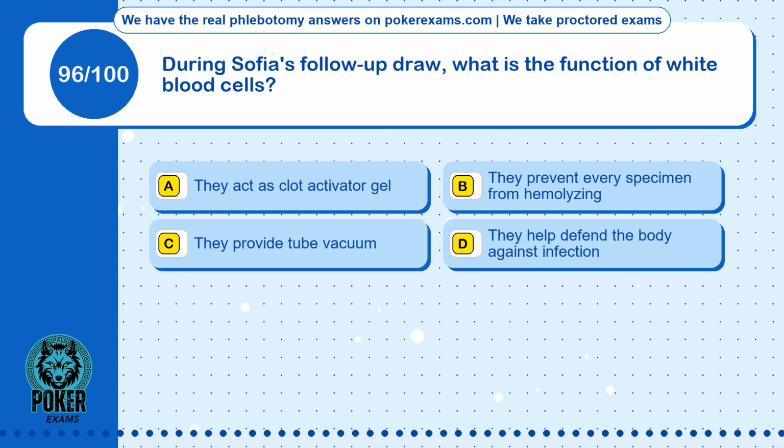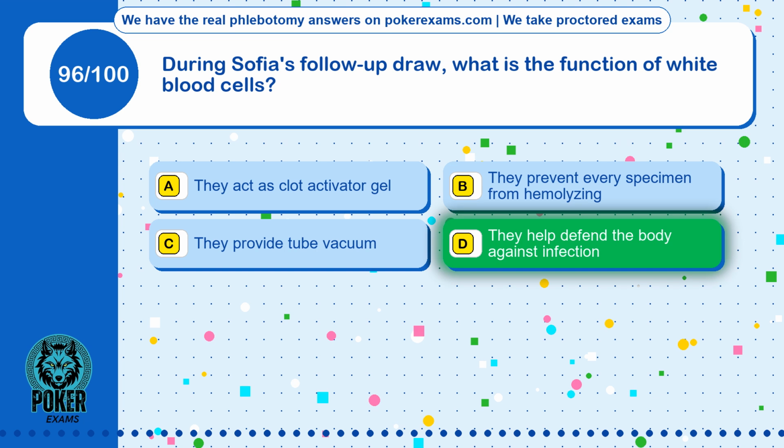Question 96. During Sophia's follow-up draw, what is the function of white blood cells? Option A. They act as clot activator gel. Option B. They prevent every specimen from hemolyzing. Option C. They provide tube vacuum. Option D. They help defend the body against infection.